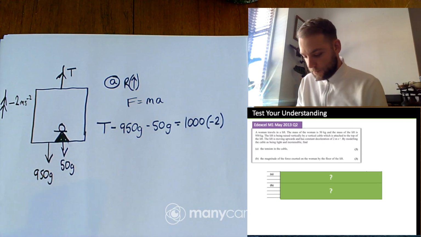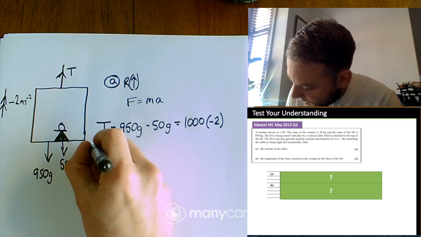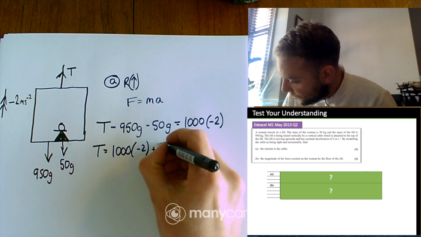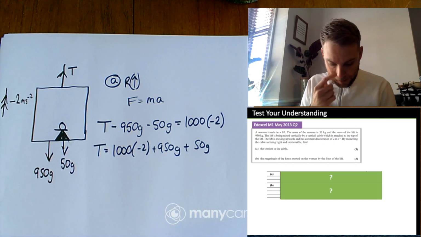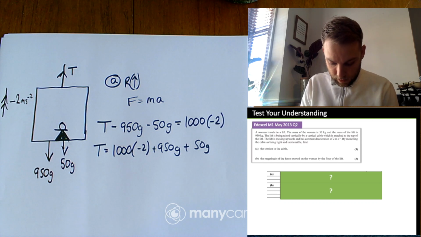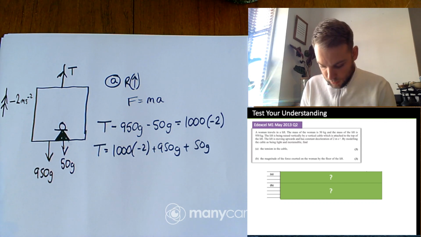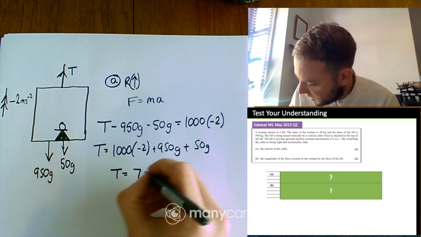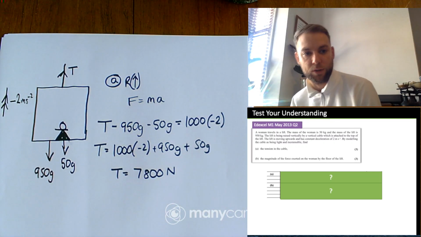So let's solve this now. So we've got, let's take all of this over first of all. So T is equal to 1,000 times by minus 2 plus 950g plus 50g. Let's do all of those things. 1,000 times by minus 2 plus 950 times by 9.8 plus 50 times by 9.8, which is equal to, my tension is equal to 7,800 newtons. So the force which is pulling this up is 7,800 newtons there.